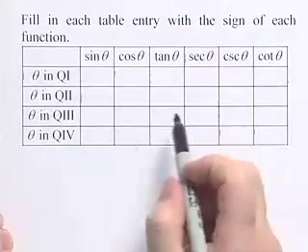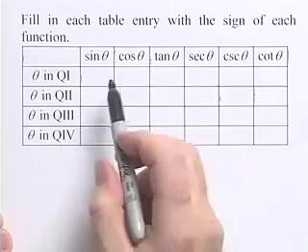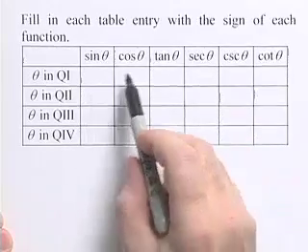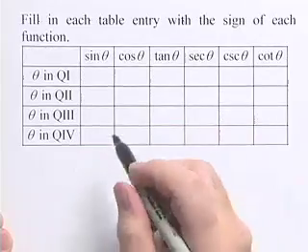For this problem, we're going to review the sign of the value of the trigonometric functions in each of the 4 quadrants. We've got a table, we've got our 6 trigonometric functions, and we've got our 4 quadrants. And we just want to fill in the table, each one of these with a plus or minus, indicating the sign of the trig function in that quadrant.